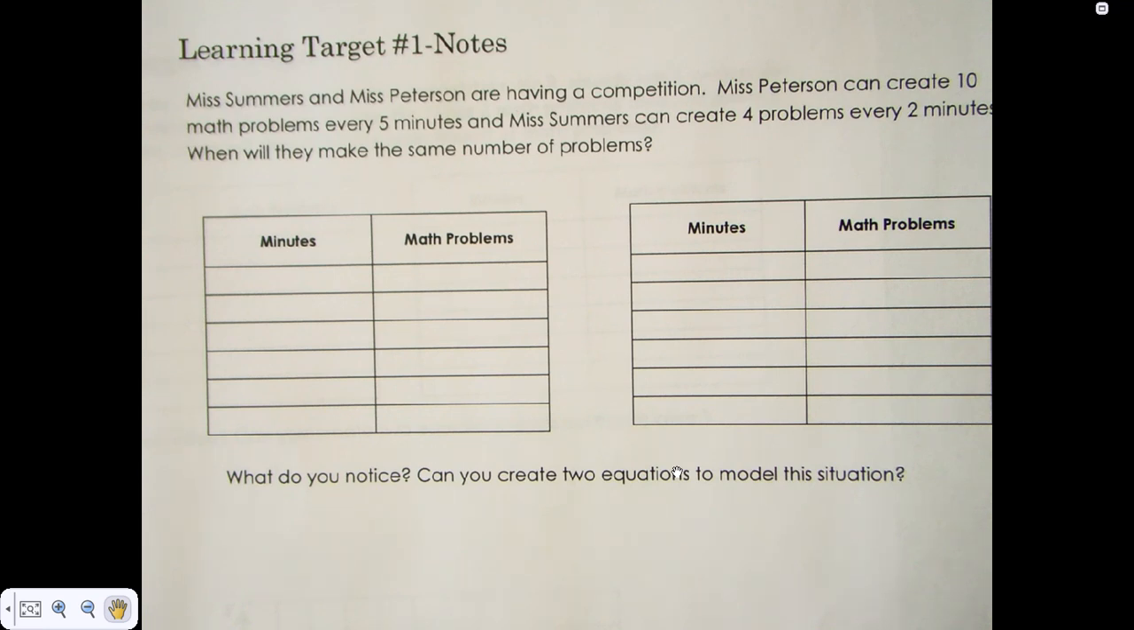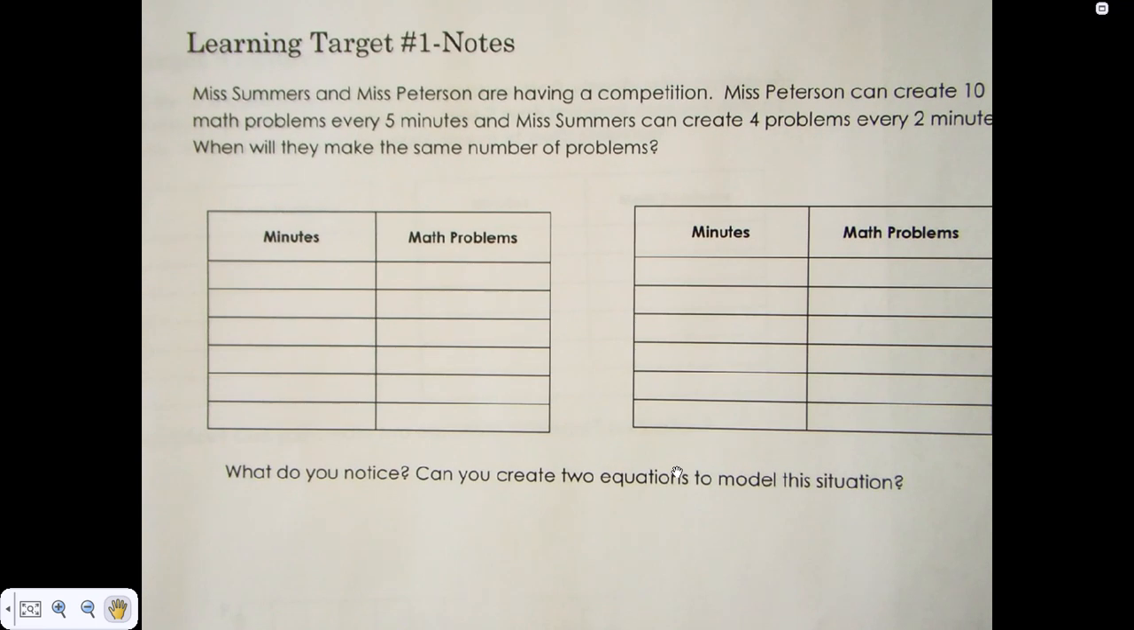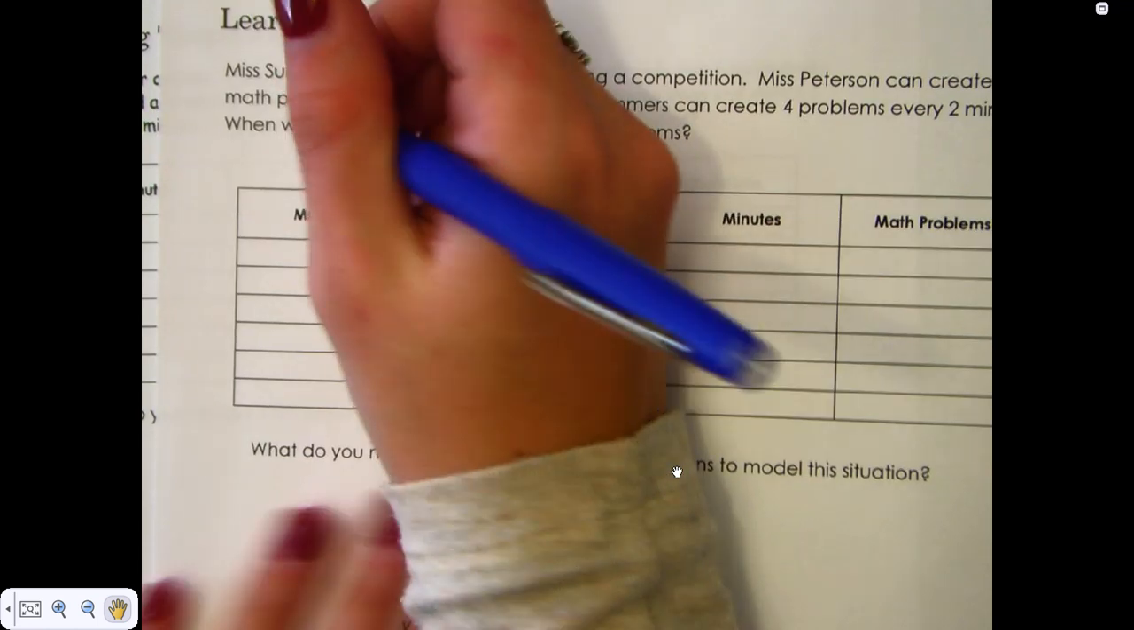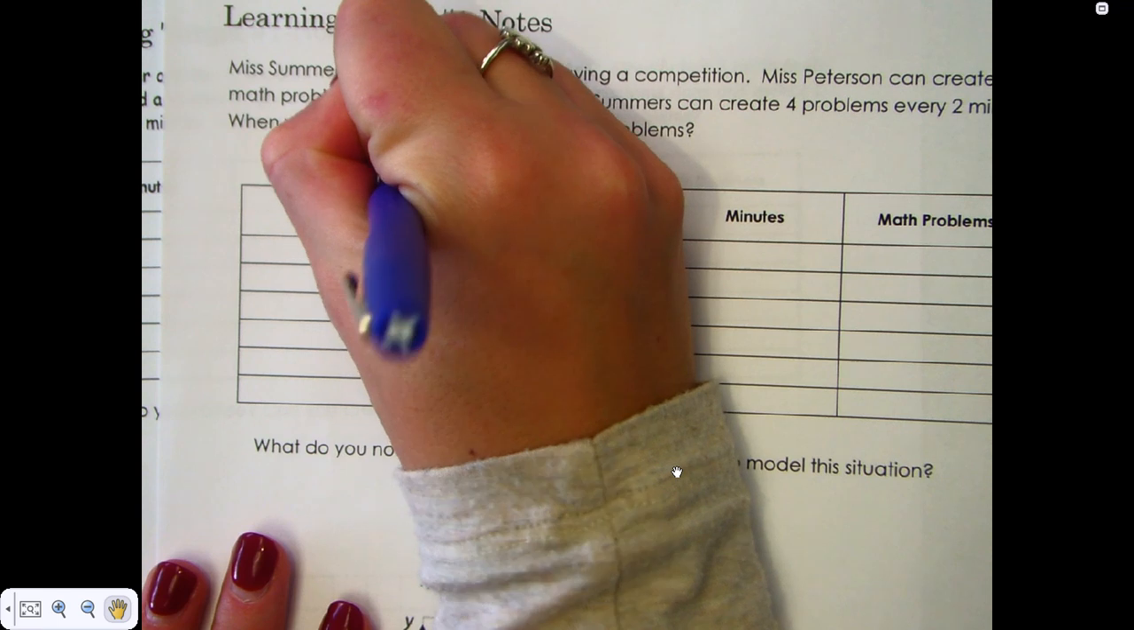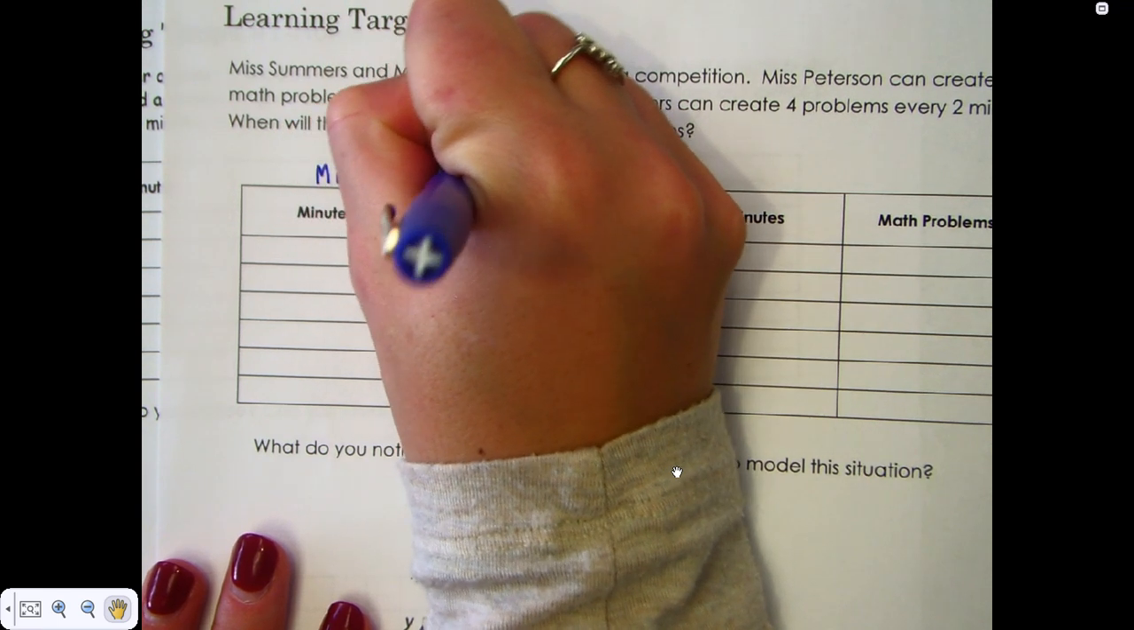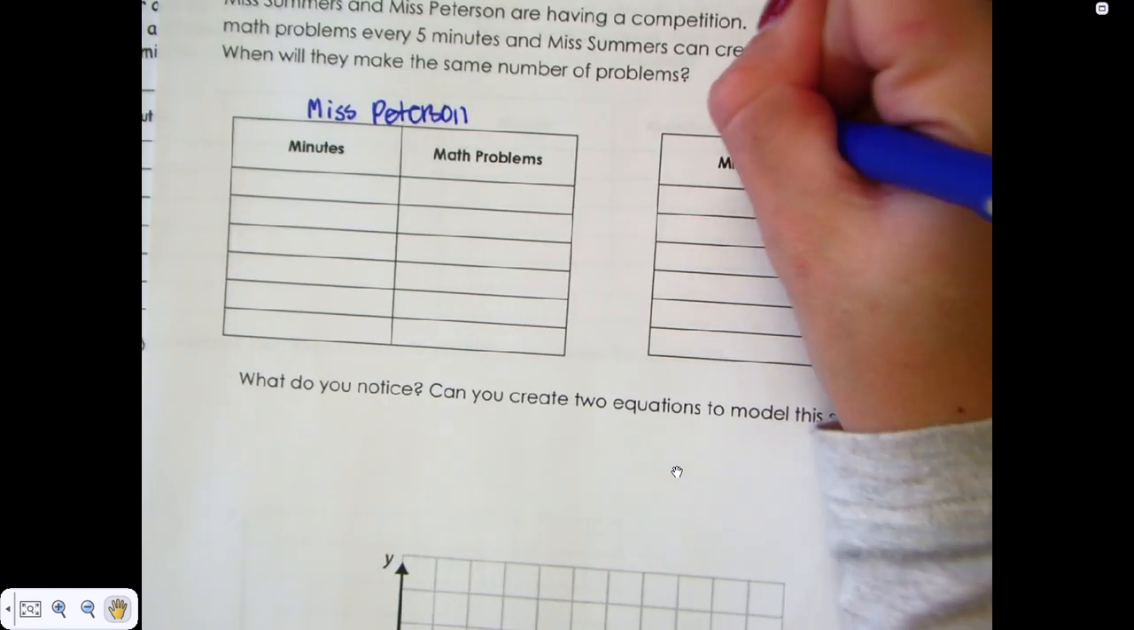Okay? All right, so this scenario says Miss Summers and Miss Peterson are having a competition. Miss Peterson can create 10 math problems every 5 minutes, and Miss Summers can create 4 problems every 2 minutes. When will they make the same number of problems? So we're going to do a table per teacher. So we'll talk about Miss Peterson first. We'll do her here. Okay. And then we'll do Miss Summers over here.